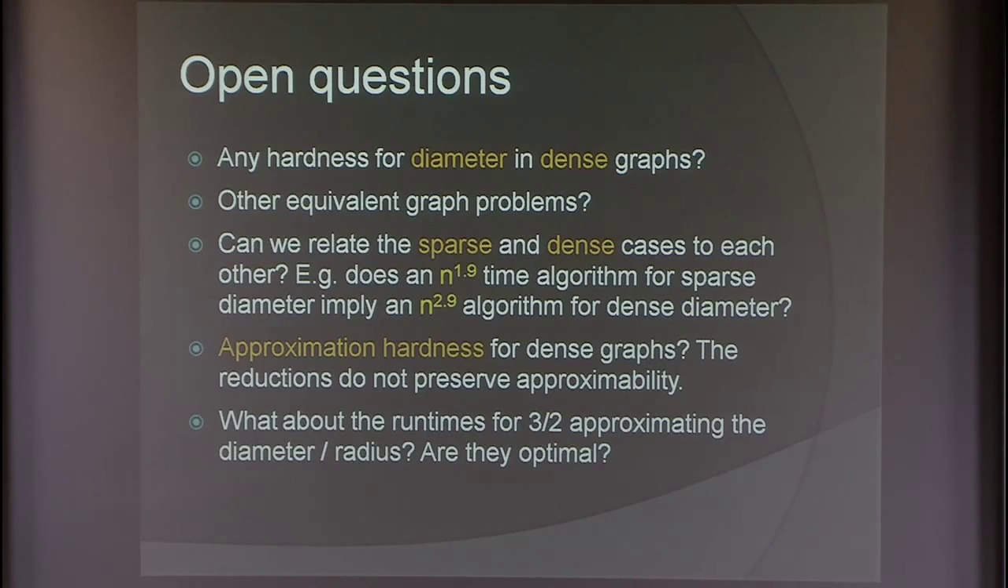And what about the actual runtimes we get for 3/2 approximations? When we have a sparse graph, usually we get n to the 1.5, and why can't we do linear time? So we don't have a good answer for this.